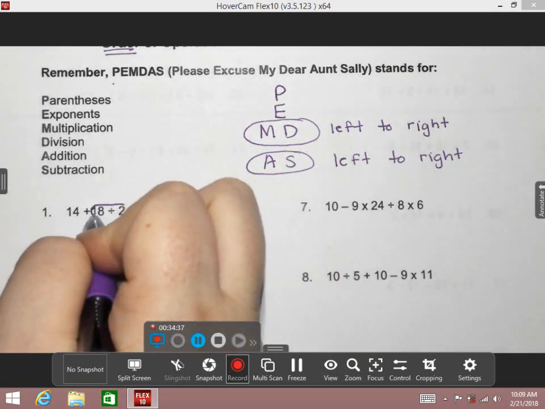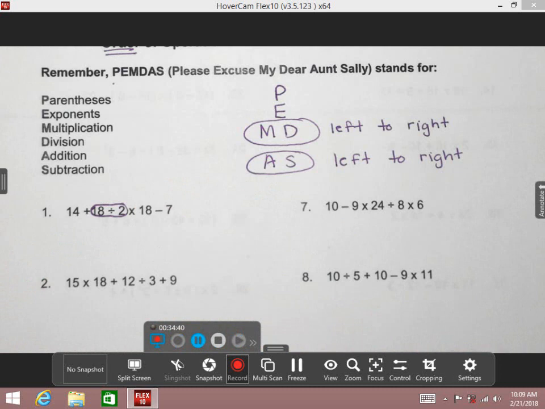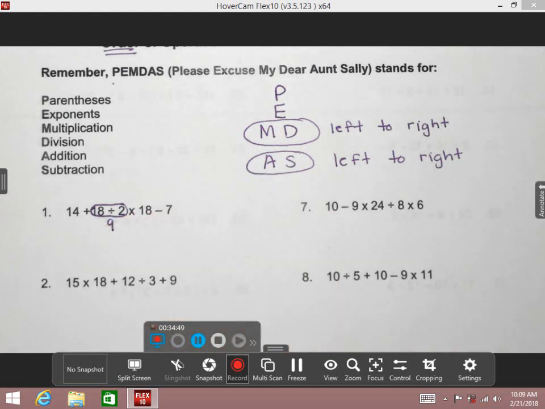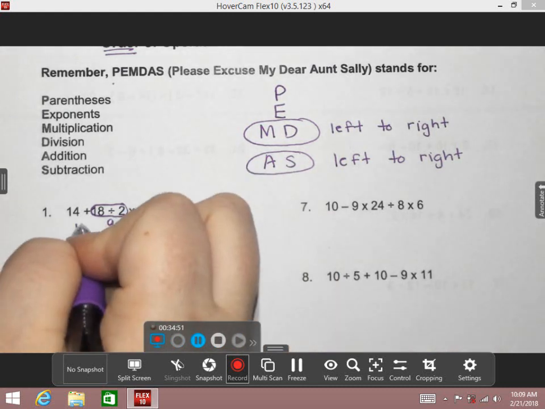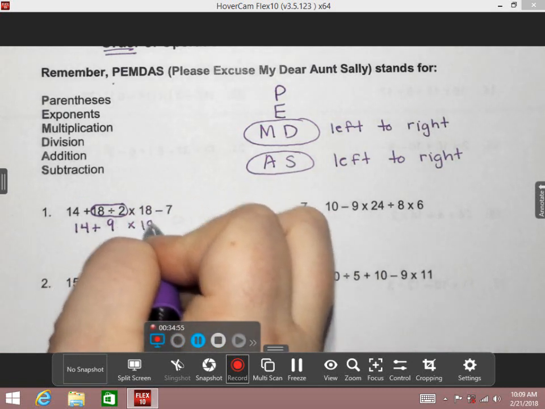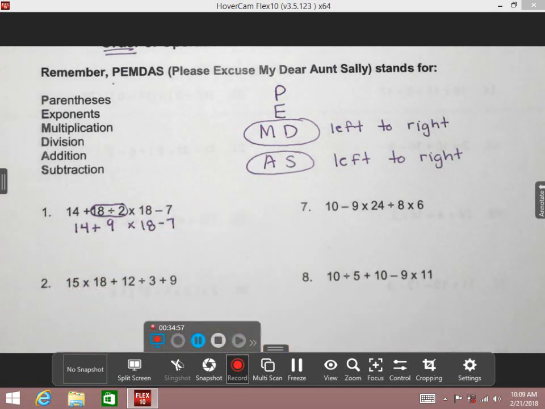So guys, I like to circle what I'm doing so when people look back, they can tell what's going on. All I'm going to do is 18 divided by 2 right now. What does 18 divided by 2 give me? 9. Have I done anything else in this problem? No. So I still have my 14, I still have my addition, I still have my times 18, and I still have minus 7. The only thing I did was 18 divided by 2.